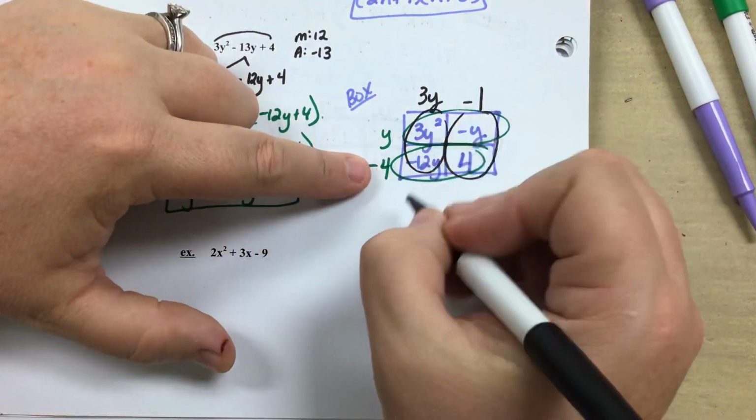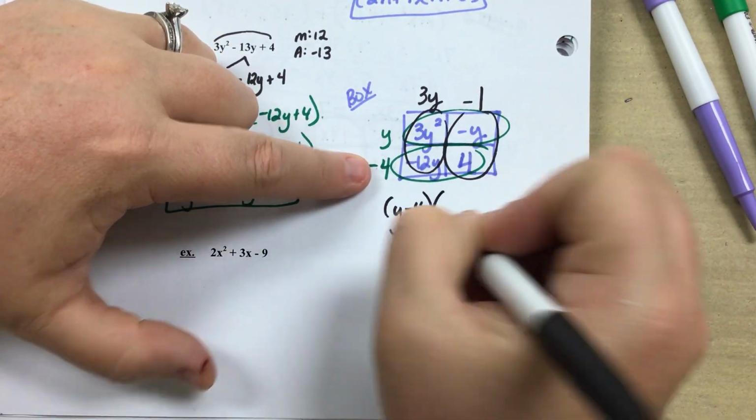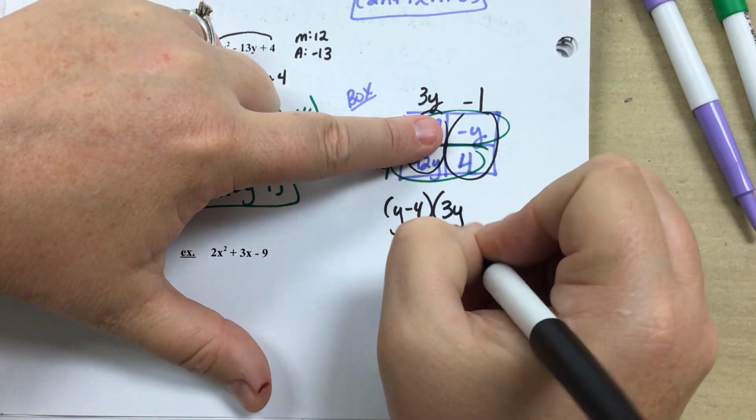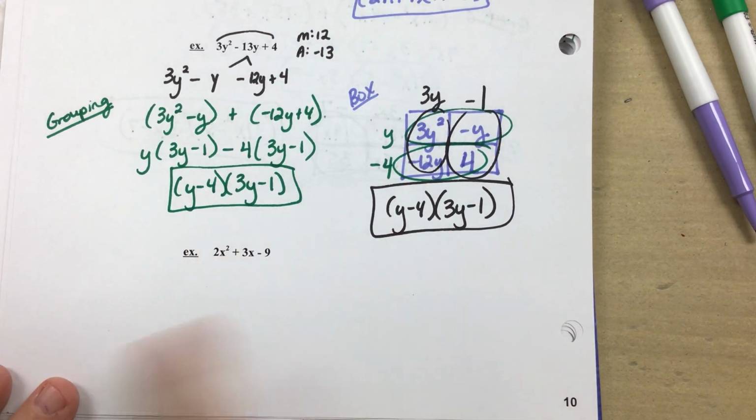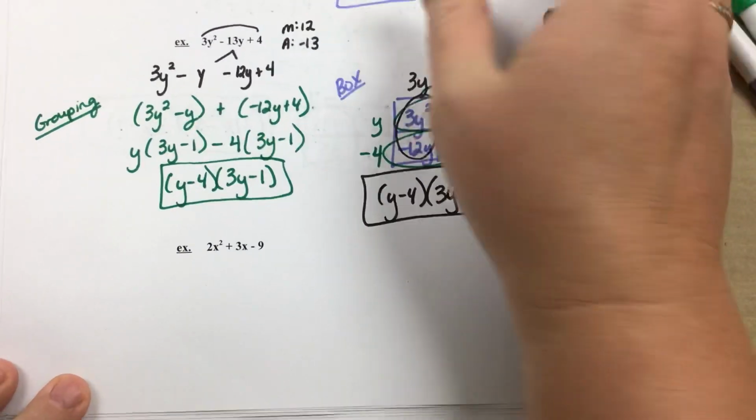So what's over here? We have y minus 4. And then at the top, we're going to have 3y minus 1. So again, it doesn't matter which way I do it, I'm going to get the same result.